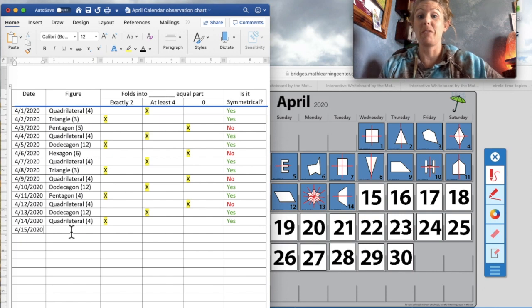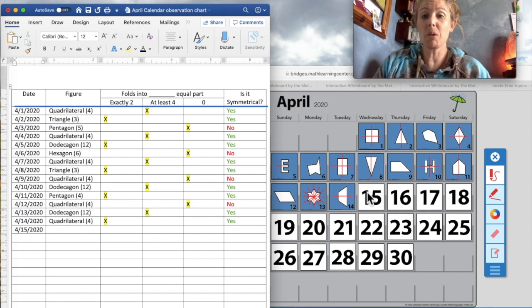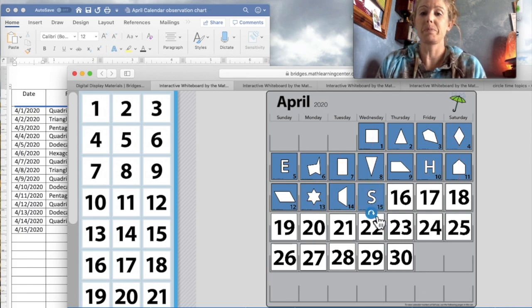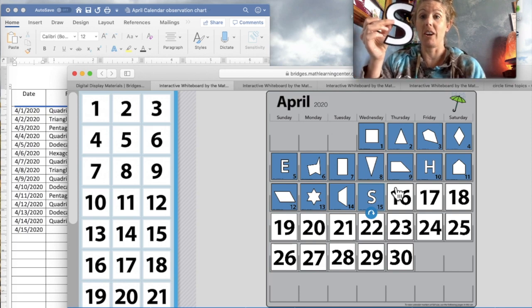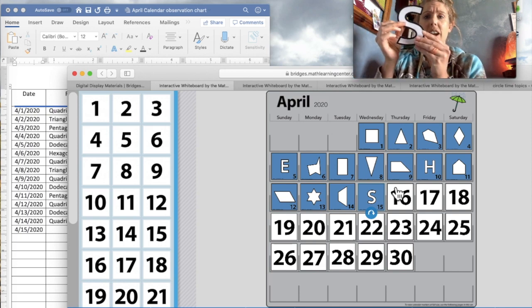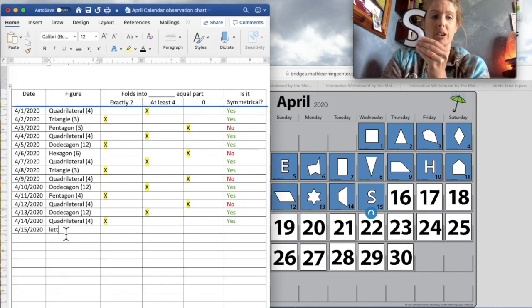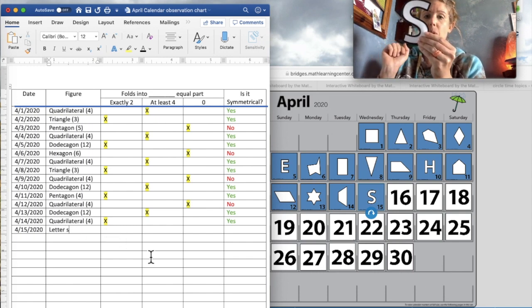All right, my first grade friends, let's hear that drum roll here, and let's turn it over. Ooh, today we have a shape, but it is a shape in the letter S, our letter S. Now, thinking of our letter, I will write in the letter S. Can we fold this into equal parts?